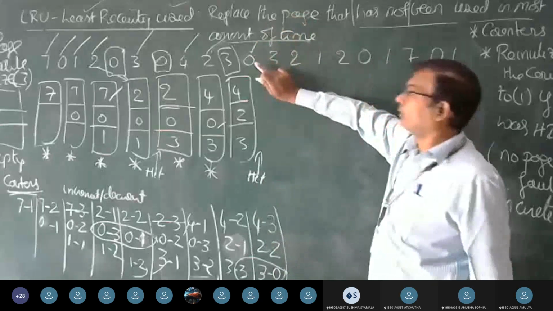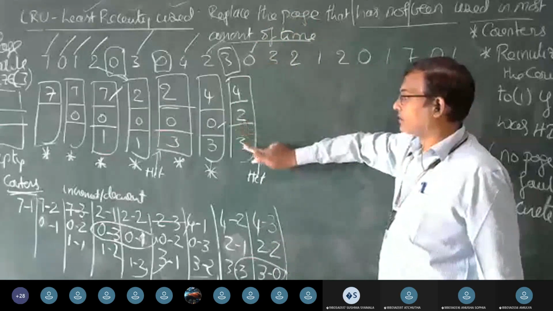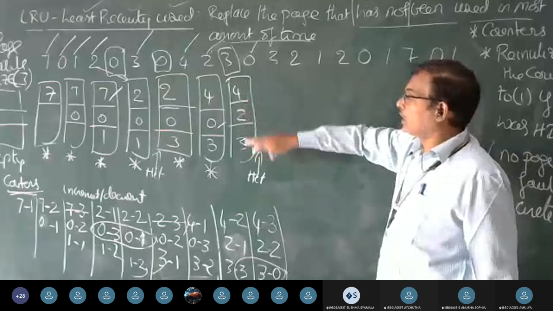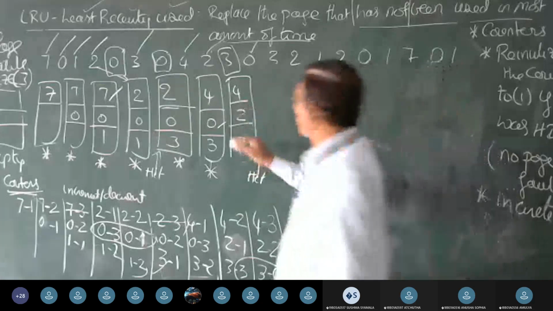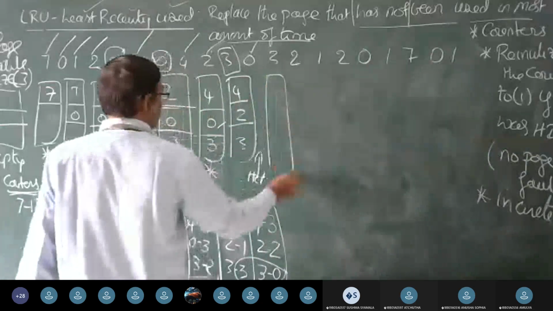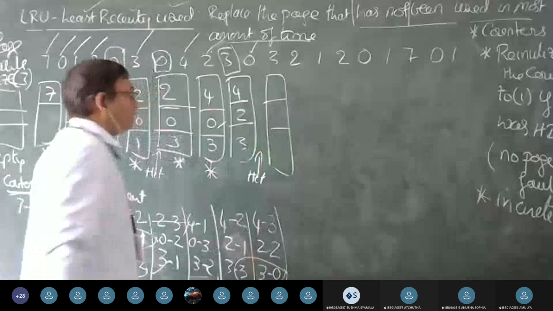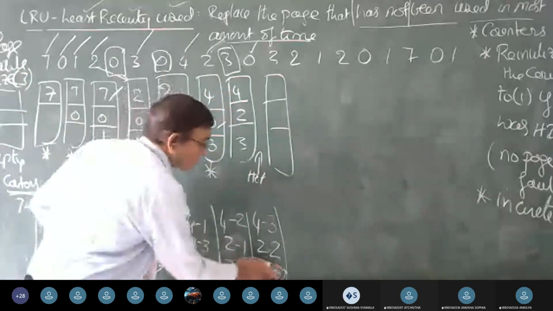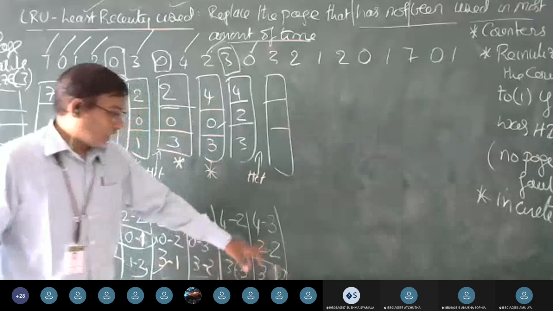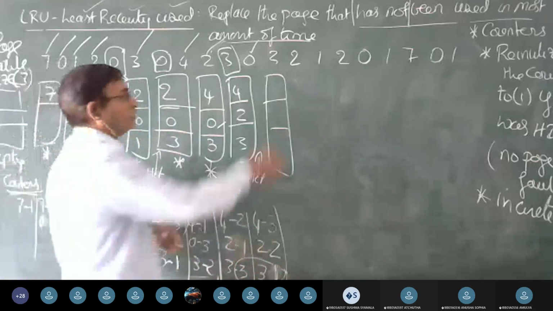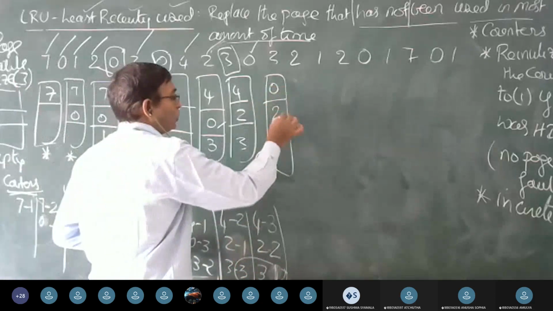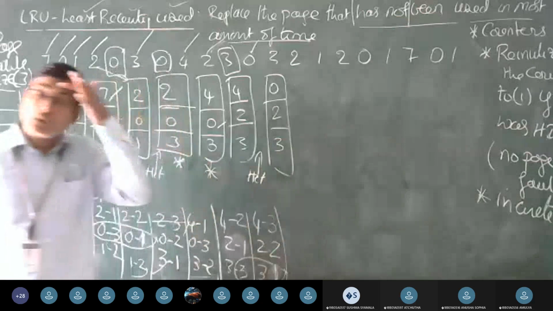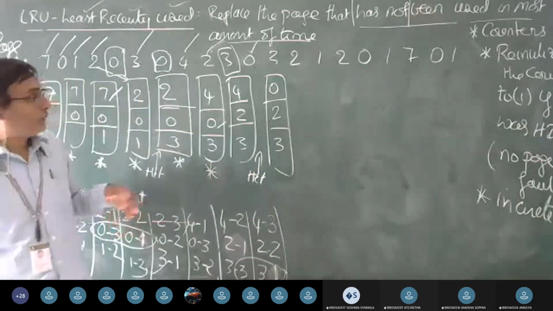Next, 0. Comparison with 4, comparison with 2, comparison with 3. So obviously there is no item. I have to go with a page fault. Then which place do I have to replace? Whether 4, whether 2, or whether 3. Just now 3 has come with one instance. So occurrences of 4 is more. Therefore I am going to replace it with 0, 2, and 3.